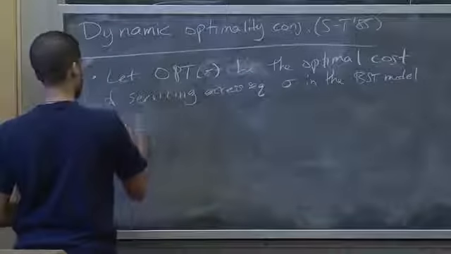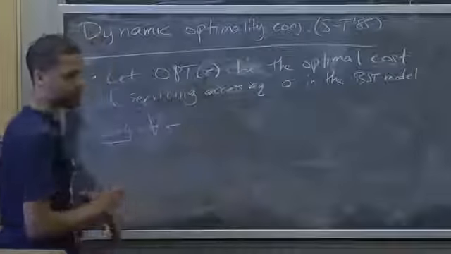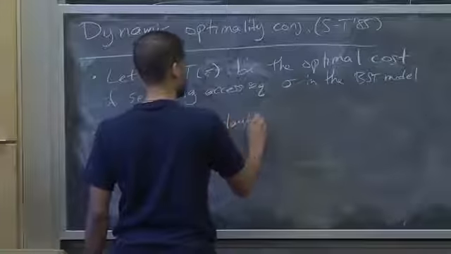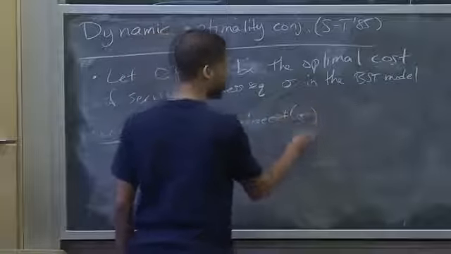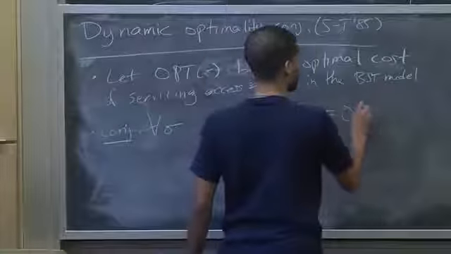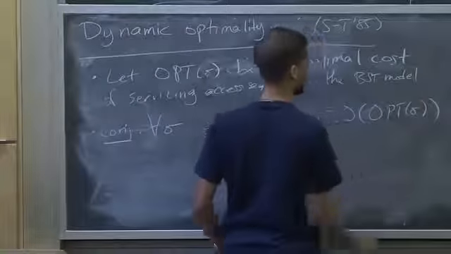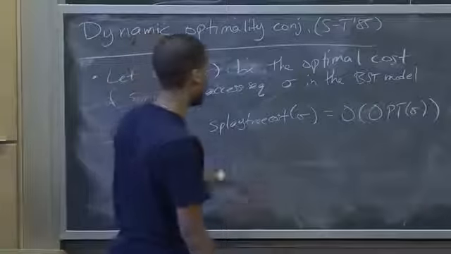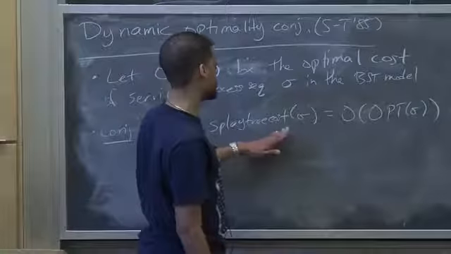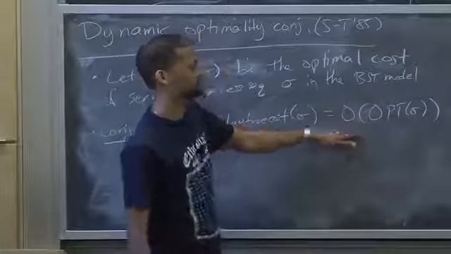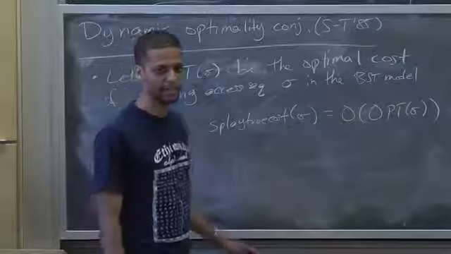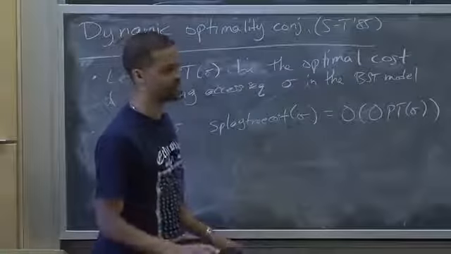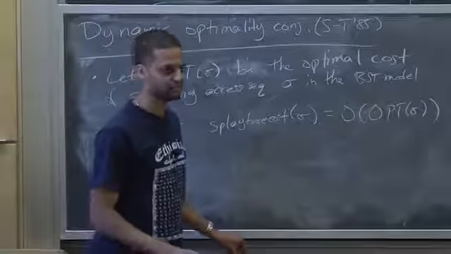The conjecture is that for all sigma, the splay tree cost of serving sigma is big O of opt of sigma. So there's a fixed constant independent of n or m such that for all access sequences, servicing that access sequence with a splay tree is at most a constant factor larger than the true optimal way to do it. Okay. So are people happy with the difference between dynamic optimality and static optimality? Okay.